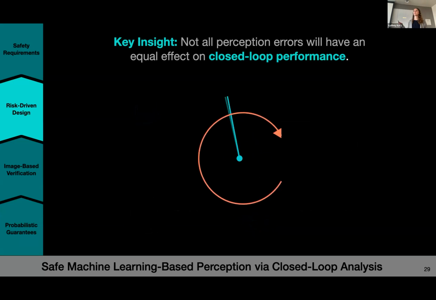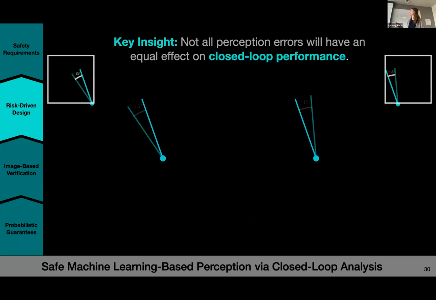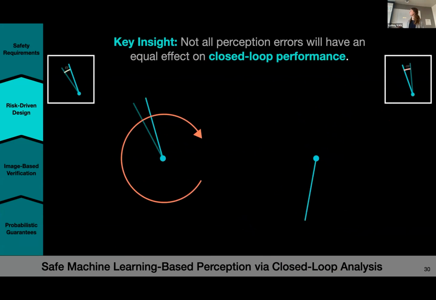However, not all of these errors are actually affecting the system equally. To demonstrate this, let's consider two possible perception errors, 15 degrees clockwise and 15 degrees counterclockwise. While both of these errors might appear similar at first, let's see what happens if we simulate both of these scenarios. The scenario on the right results in a failure to remain upright, while the scenario on the left is actually able to keep the pendulum upright.